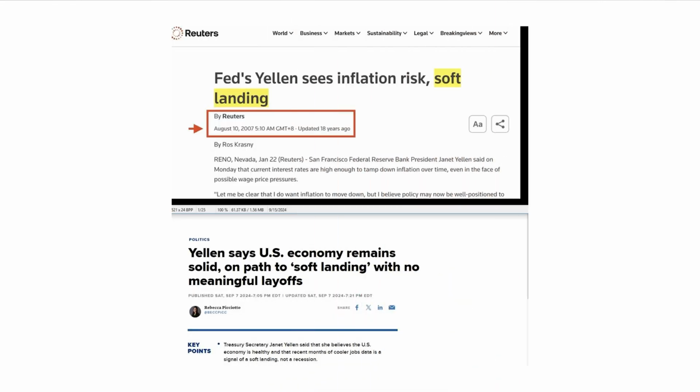So this little statement here, not really a slide, but I just want to point out some data that we've been able to dig up. Back in August of 2007, Janet Yellen was conveying to everyone that we were going to have a soft landing. We did not have a soft landing in 2008, did we? She's again back at it. They're conveying that we're going to have a soft landing.